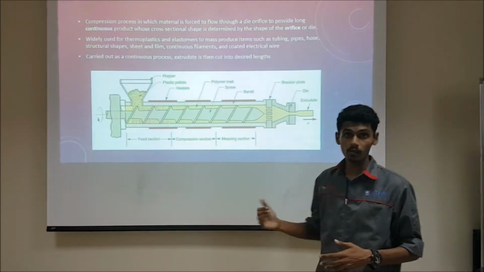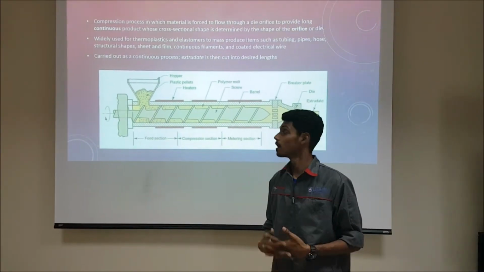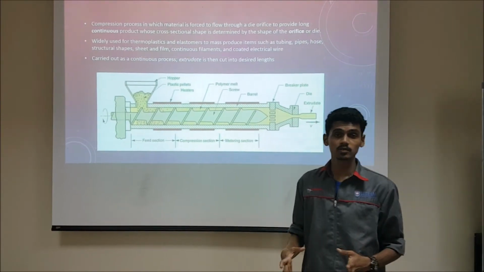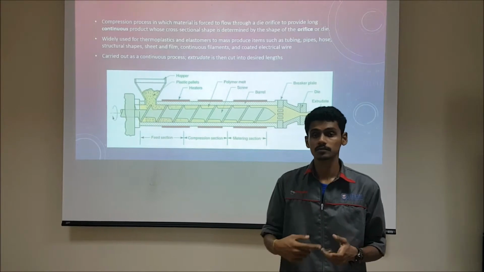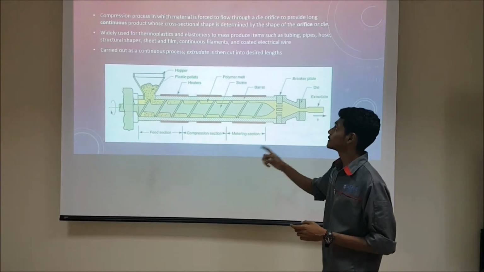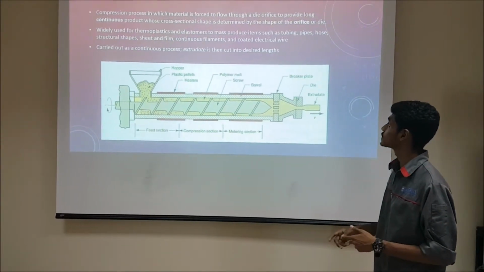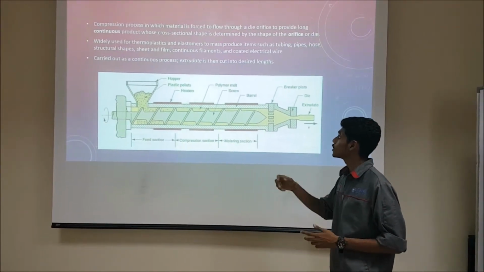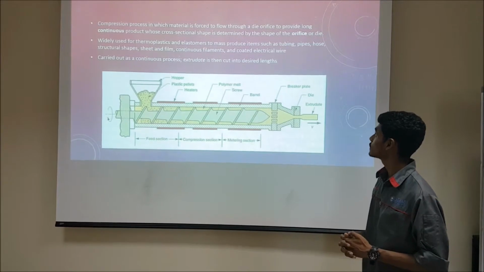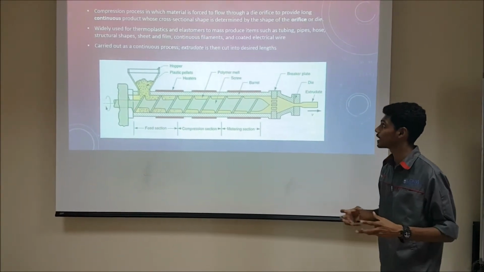Now we will see the extrusion process. Extrusion is one of the processes where they shape the plastic into rolls. It is a compression process in which material is forced to flow through a die orifice to provide a long continuous product whose cross-sectional shape is determined by the shape of the orifice or die.